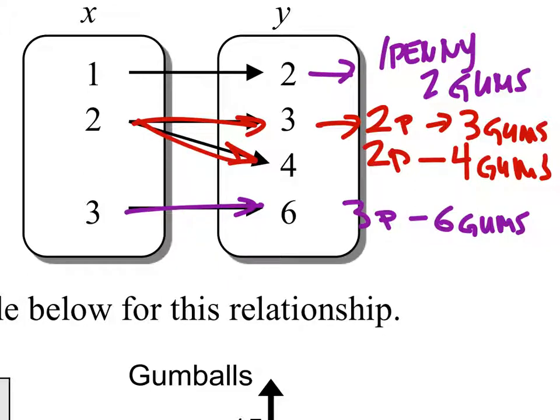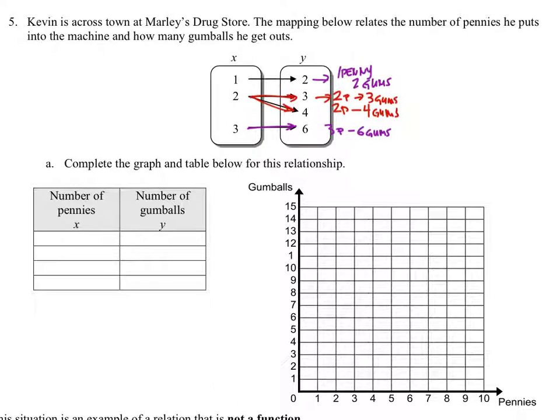Now that's how this mapping works here. Each arrow provides an ordered pair. So let's go ahead and fill out the table. Number of pennies: we've got 1 penny, 2 pennies, 2 pennies, and then 3. The 1 penny gave us 2 gumballs. The 2 pennies gave us 3 gumballs, but then 4 gumballs, and then suddenly 6 gumballs for 3 pennies. So let's go ahead and graph all of these points. 1 penny gave us 2 gumballs, and then 2 pennies gave us 3 gumballs, but then 4 gumballs. Uh-oh. And then 3 pennies, we got 6 gumballs.